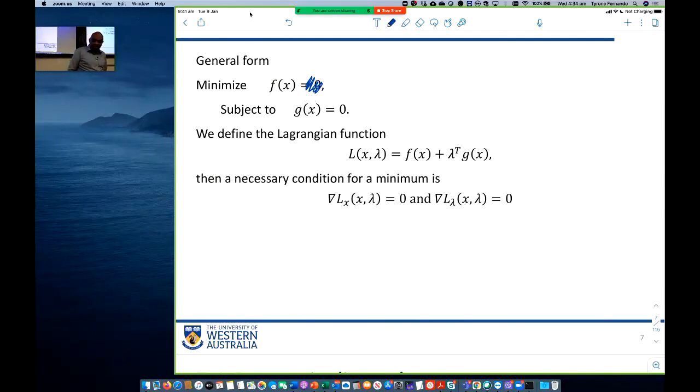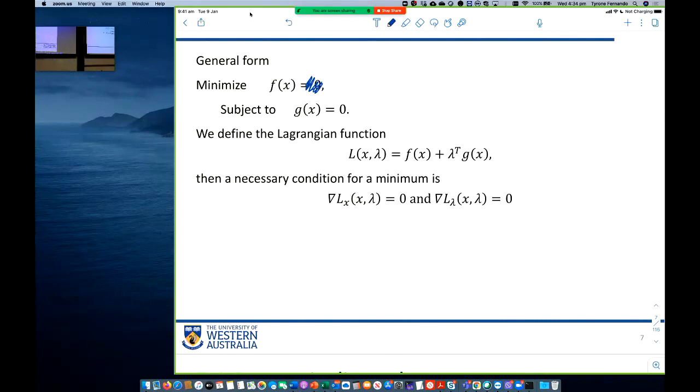Right? g(x) equal to 0. So in this situation, we define a Lagrangian function. We define a Lagrangian function by saying L(x, lambda). So we introduce another variable; x is the variable that is in function f. We introduce an additional variable lambda, and L(x, lambda) is f(x) plus lambda transpose g(x).